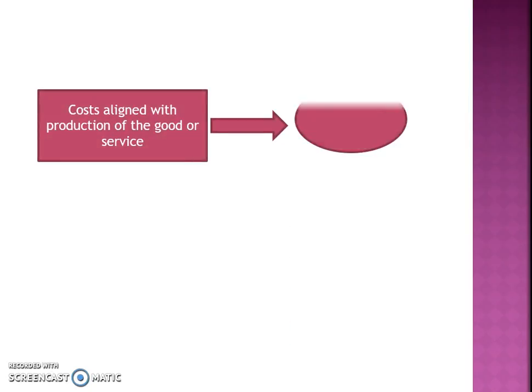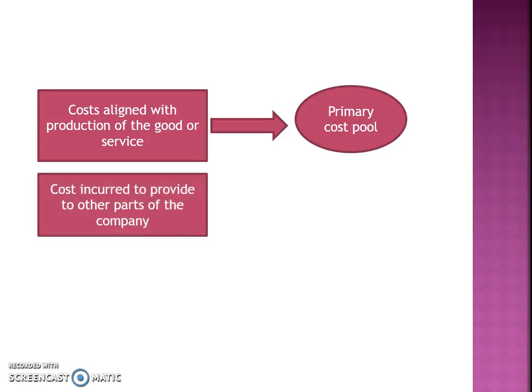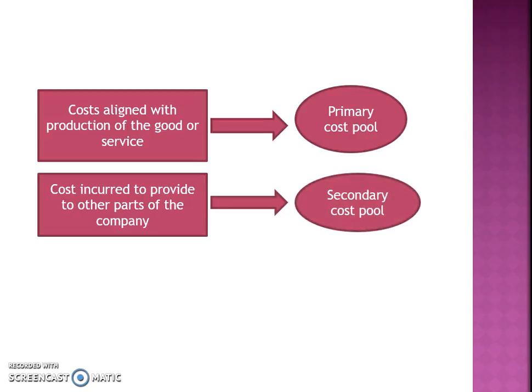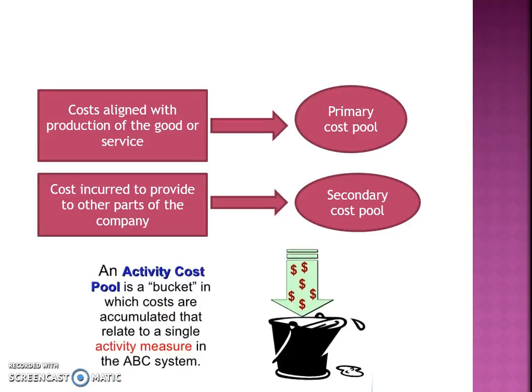The second step includes creating cost pools, both primary and secondary. Primary cost pools consider the costs that are more aligned with the production of the goods and service, while secondary cost pools are created for costs incurred to provide services to other parts of the company rather than supporting a company's products or services directly. These costs are later allocated to other pools that are respectively matching with their product and servicing components.